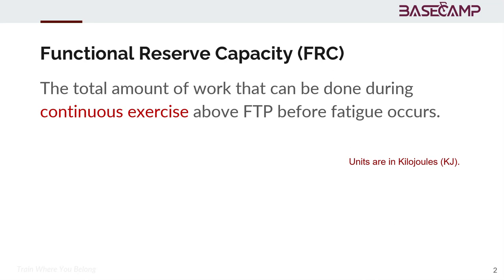The key thing here, and I think this breeds a lot of confusion with our athletes, is that it's continuous exercise. That doesn't tell you how many times you can burn matches or how many matches you have in your match book. It doesn't tell you how many times you can repeat hard efforts. Now, there is a relationship between the size of your FRC and those capabilities, but it is not clean, neat, and linear, and I'm going to show you why at the end of this presentation. So remember, it's continuous exercise above FTP before fatigue occurs.